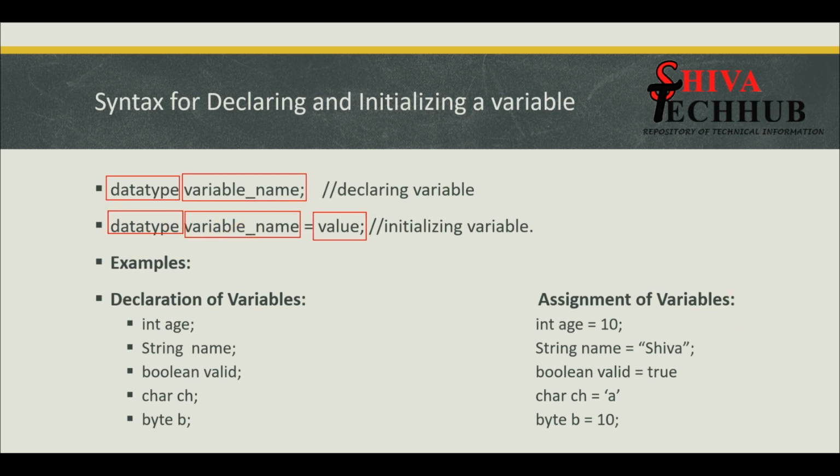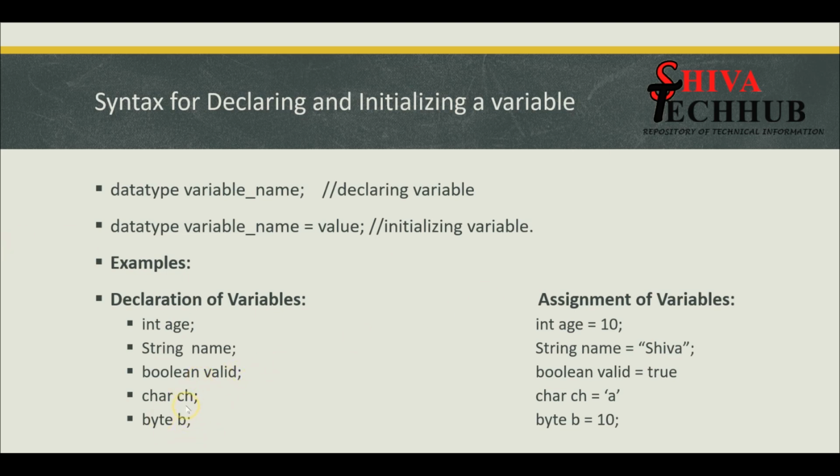Let us consider these examples. On one side we have declaration of variables and on the other side we have assignment of variables. For example, age. This is a meaningful name, right? This variable holds the age of a particular person, which is of integer type. The next variable is name, which is of string type. This is a meaningful variable name which stores the name of a particular person, which is of string data type. Then whether this particular name is valid or not: boolean. Boolean is one more data type which holds values like on, off, true, false, 0, 1.